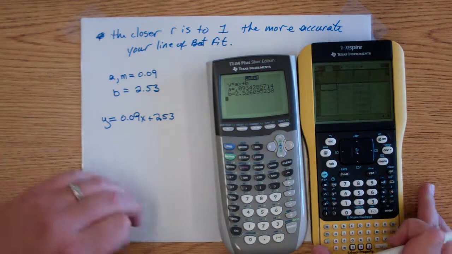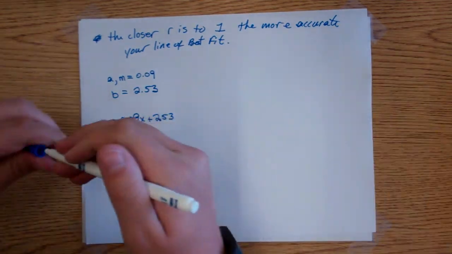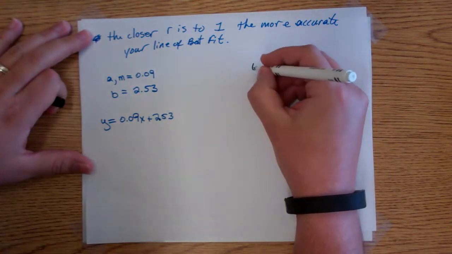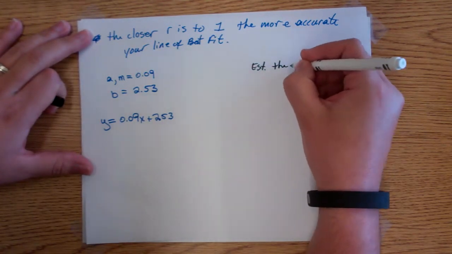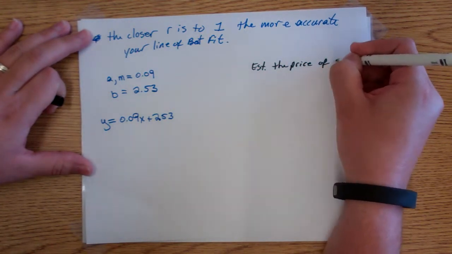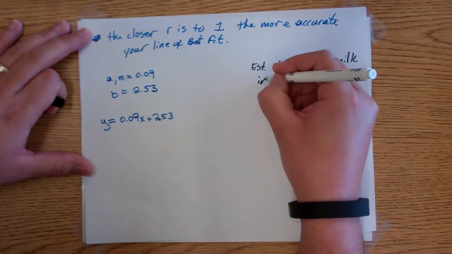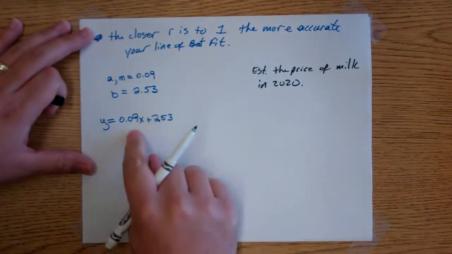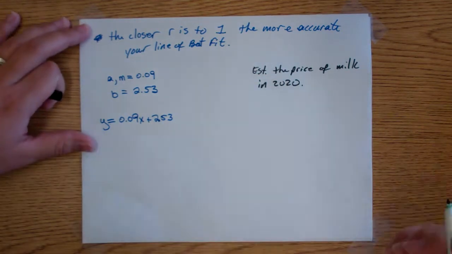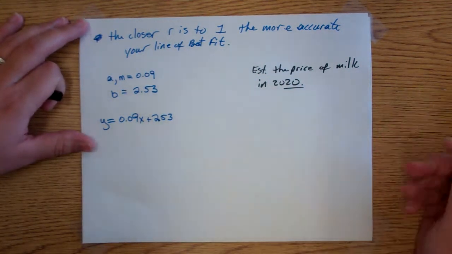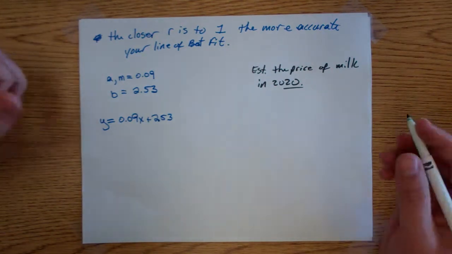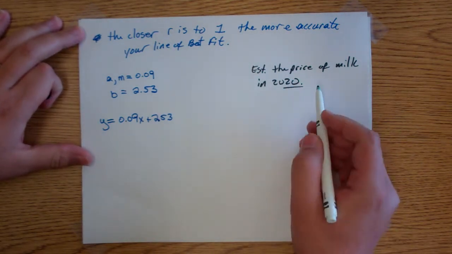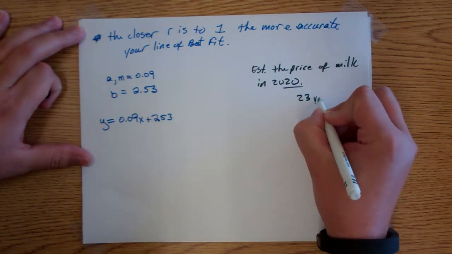So now that we have our equation, say we wanted to estimate the price of milk in, say, 2020. All right. Now we have our equation. So now it's really easy because all we have to do is figure out how many years 2020 is from where we started. Well, if you remember, we started in 1997. So 1997 to 2020 is 23 years.